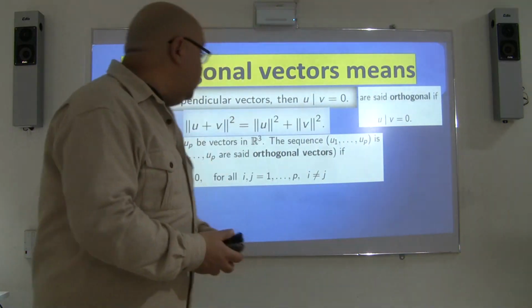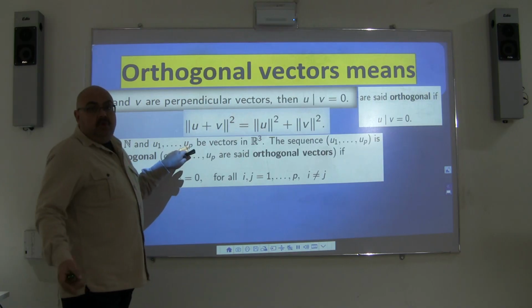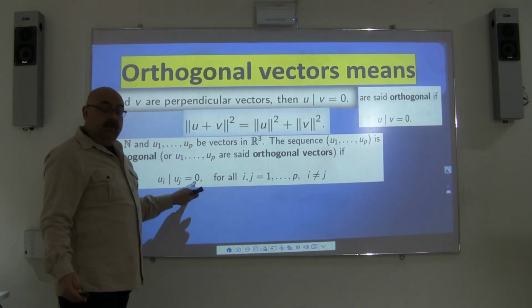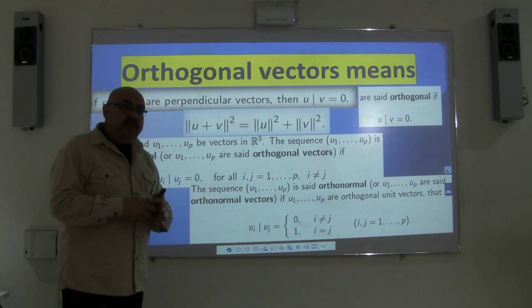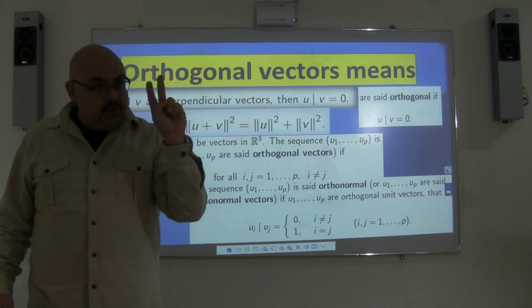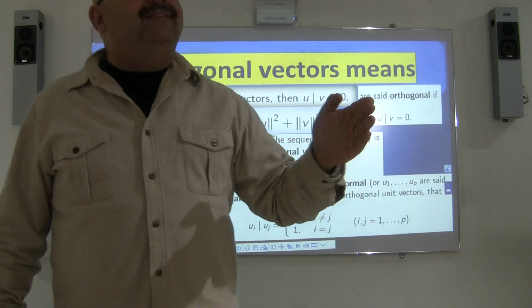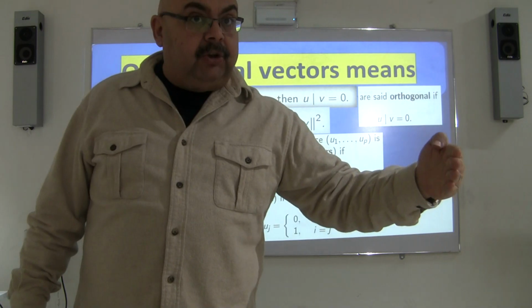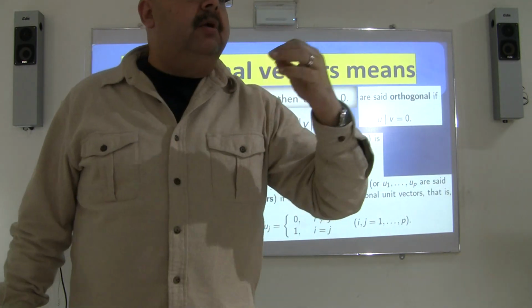Once more, if I have u1 up to ub, they are orthogonal vectors. How to check if they are orthogonal? Multiply each two of them. The result will be 0. For the orthonormal, if you multiply them together, you will be in only two situations. If you multiply the vector by itself, the result will be 1. If you multiply the vector by any other vector, the result will be 0, because they are perpendicular.